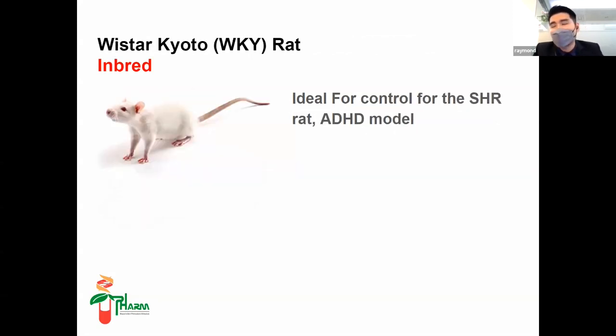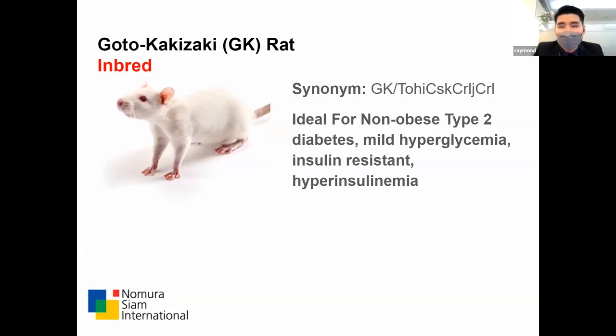This rat will have a normal blood pressure, compared to the spontaneously hypertensive rat model. The GK rat is also known as the Goto-Kakizaki rat. These are rats that will genetically develop non-obese type 2 diabetes.